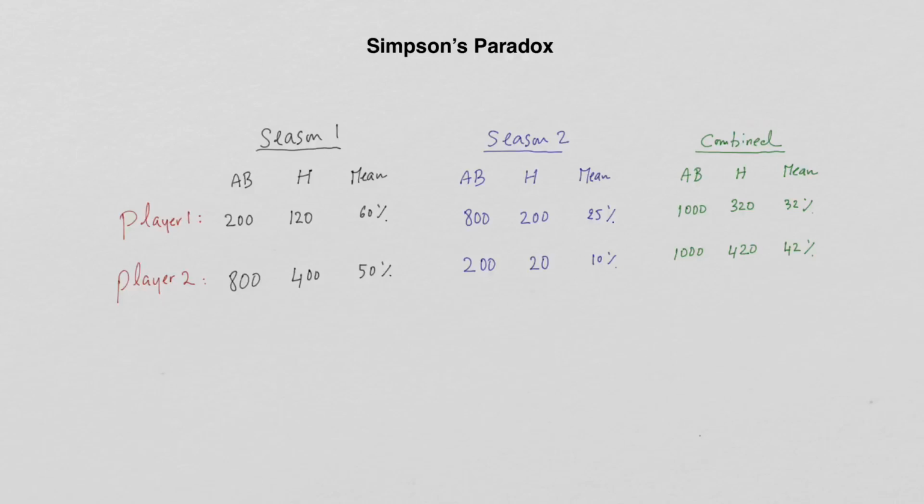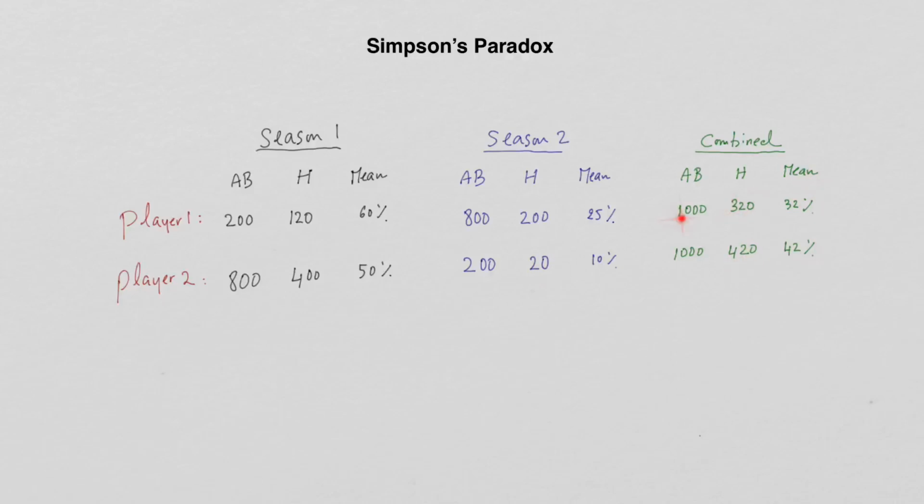Then what we want to do in green is combine their at-bats and their hits, and that's how it actually works. So player 1 had 200 and 800, so had 1,000 at-bats. You see why I picked these numbers, just so that the numbers look cute. Player 2, on the other hand, had 800 and 200, had the same number of at-bats, 1,000. Now, player 1 had 120 hits and 200 hits. That's 320. Player 2 had 400 and 20. So that's 420. So what's the batting average?